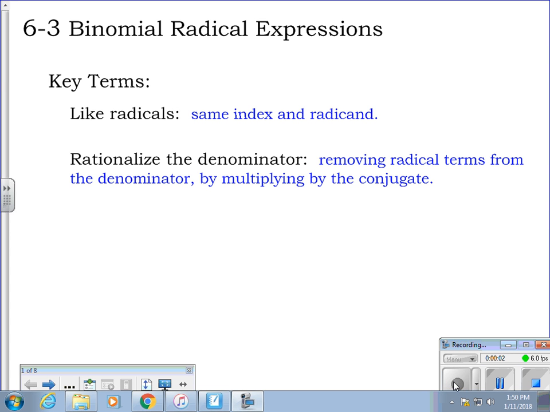Binomial radical expressions, we are going to work with the radicals. We're going to work with expressions, simplifying them. Like radicals are radicals where you have the same index and radicand. Like radicals are where both the index and the number, the little number above and the number underneath, are the same. So, for example, square root of 2 and 3 square root of 2 are like radicals because the index, square root, and the number underneath, 2, are the same.